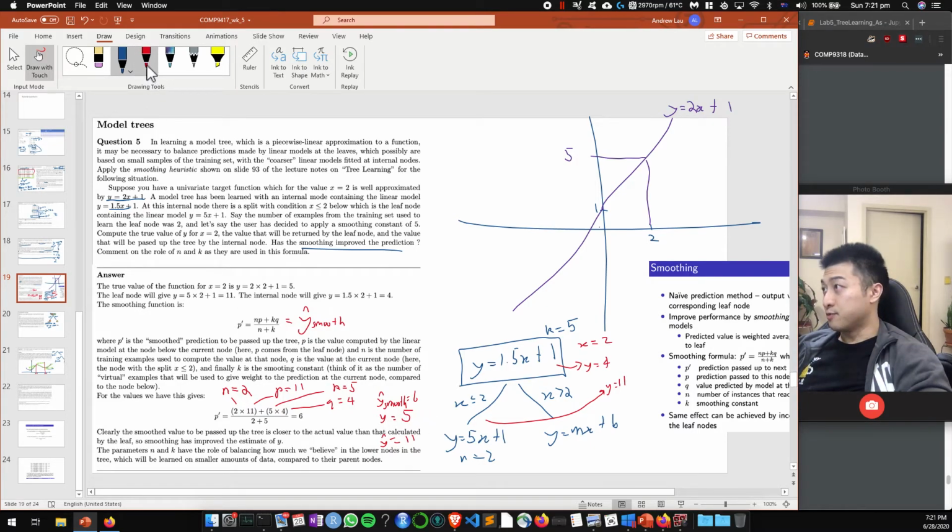Remember your unsmooth y hat, originally what was it, 11? He asked here, has smoothing improved the prediction? Yes, because we actually know the real target value is 5. We smoothed it, it became 6, and before it was 11. Yeah, it's better.